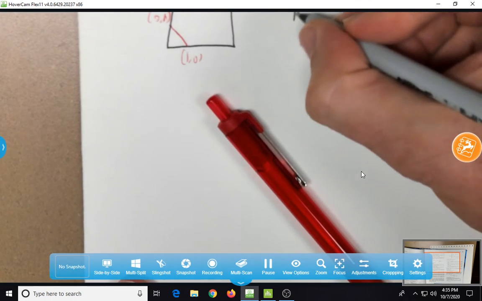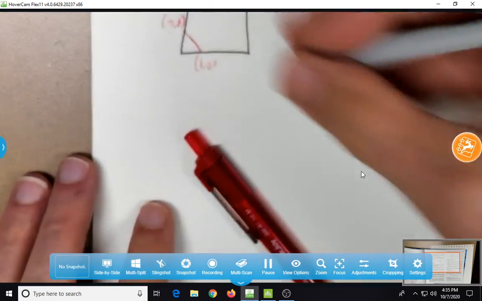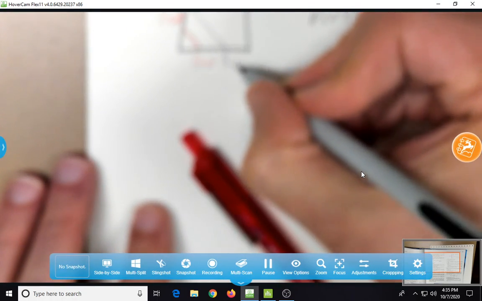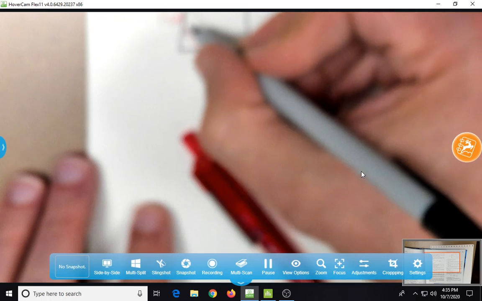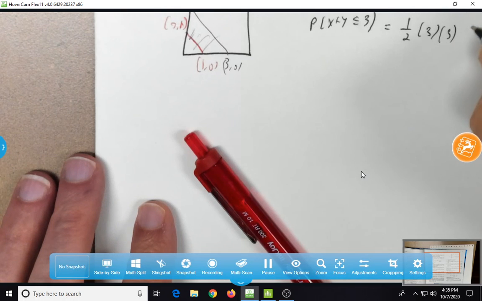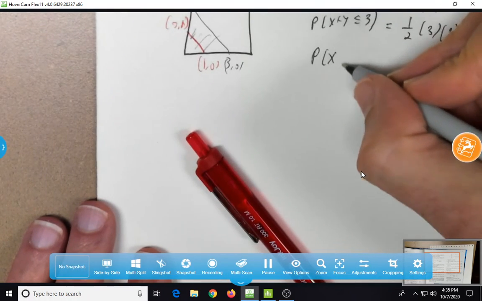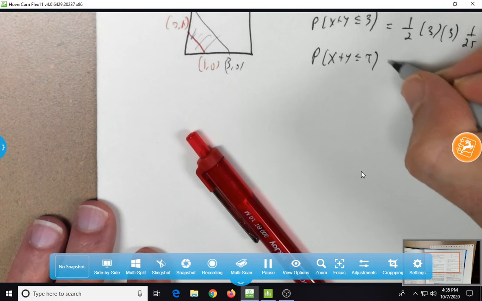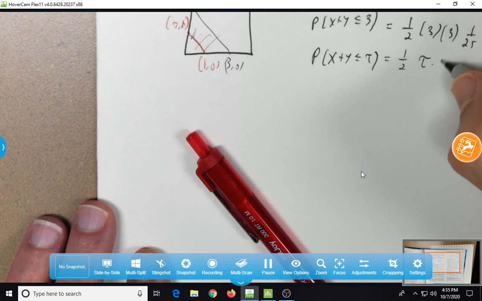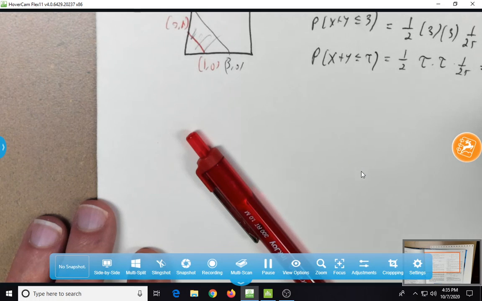If I wanted to find the probability of x plus y is less than or equal to 3, then I could have the points 3, 0 and the point 0, 3. Find the area of this triangle, 1/2 times 3 times 3 times the probability density function, and that gives me 9/50ths. So in general, if I want to find the probability of x plus y is less than or equal to this tau, I'm going to have 1/2 tau squared times 1 over 25, or tau squared over 50, as long as tau is between 0 and 5.